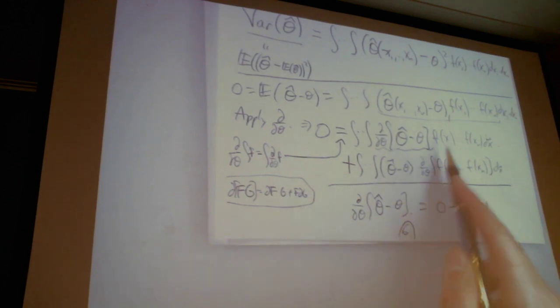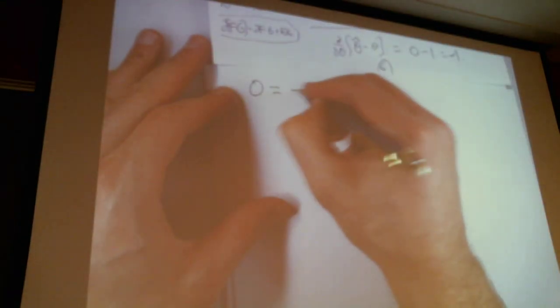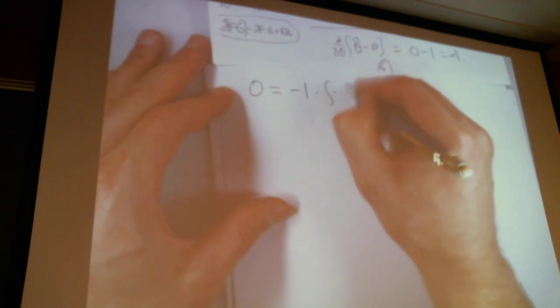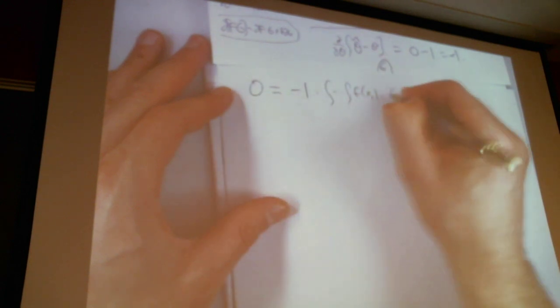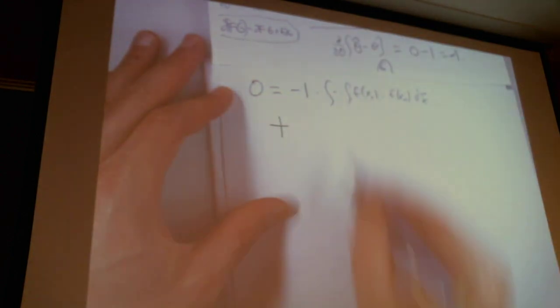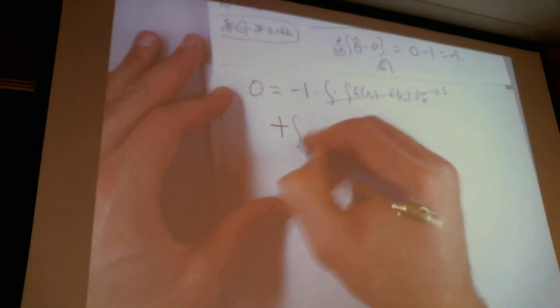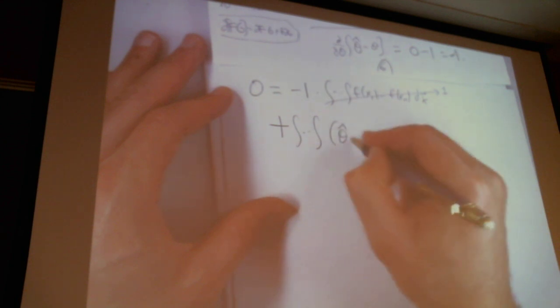And what is the integral of f of x1 through f of xn? It's 1. It's a probability density. And the other thing we're going to bound. We're almost there. So now I have 0 is equal to negative 1 times the integral of f(x1) through f(xn) dx1 through dxn. That's the first term, and this whole thing is 1, plus the integral of theta hat minus theta.